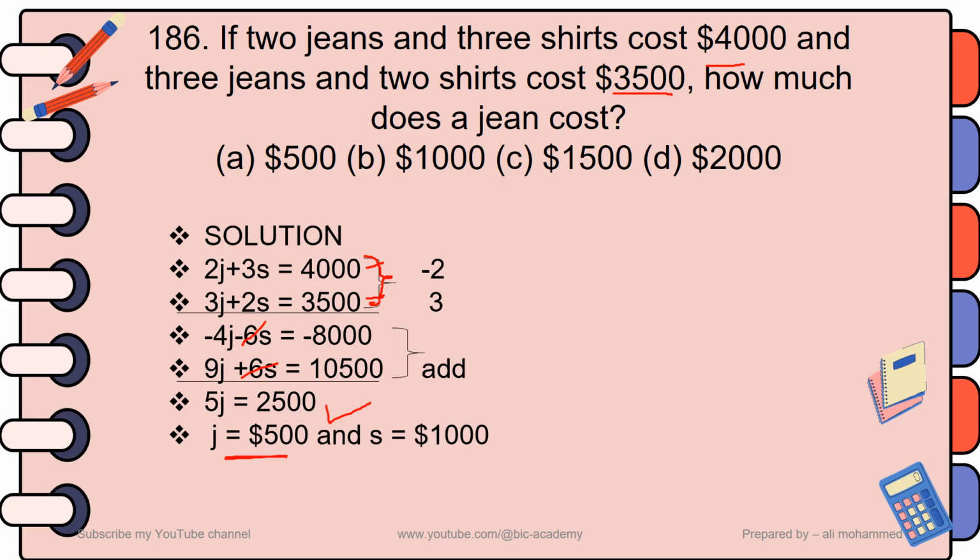$500. If you get the cost for a jeans, then you can substitute in either of the first two equations the value of J, and you can solve for the value for a shirt or the value for S, and a shirt costs $1,000. So what is required here on the question is the cost of a jeans, and the cost of a jeans is $500. So your answer for this question is choice A.